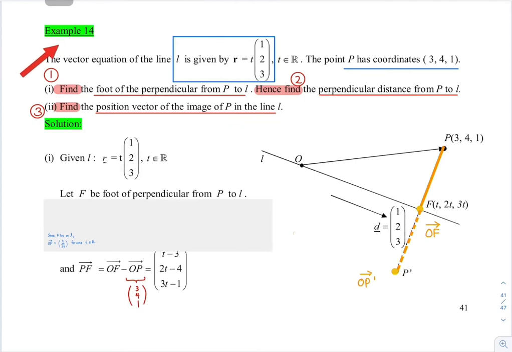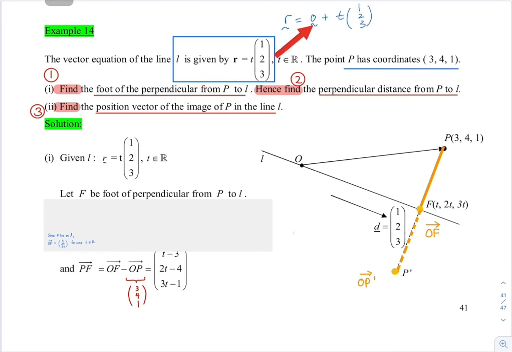Now in example 14, there are 3 components that we are supposed to find. So let's look at the question. It gives us the line L with the vector equation given as this. Now the moment you look at the vector equation, there is no point component in the vector equation, so that means the origin actually lies on the given line, because this equation can be written as r equals the 0 vector plus t(1, 2, 3).